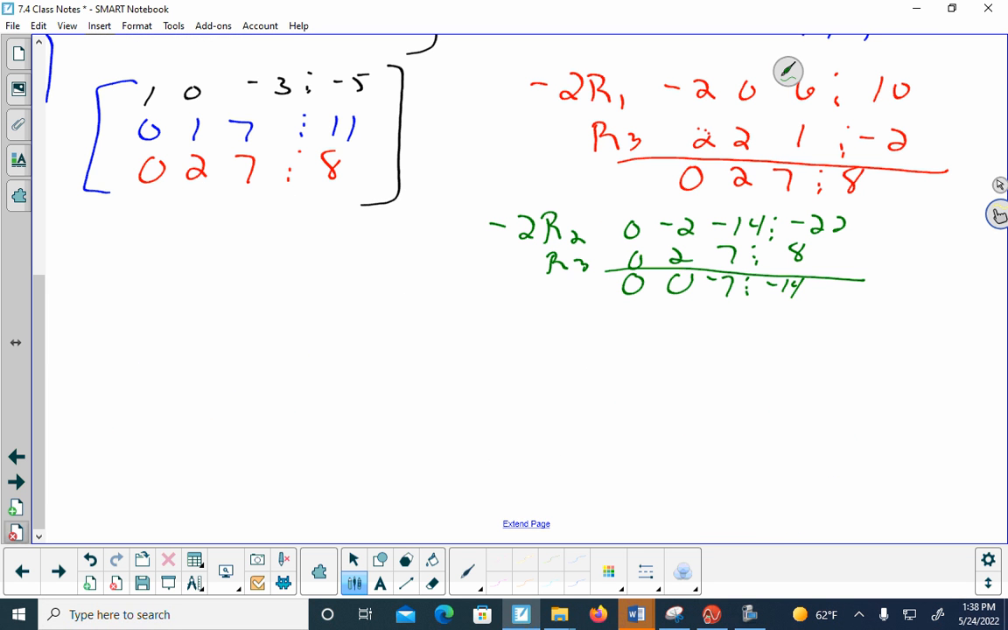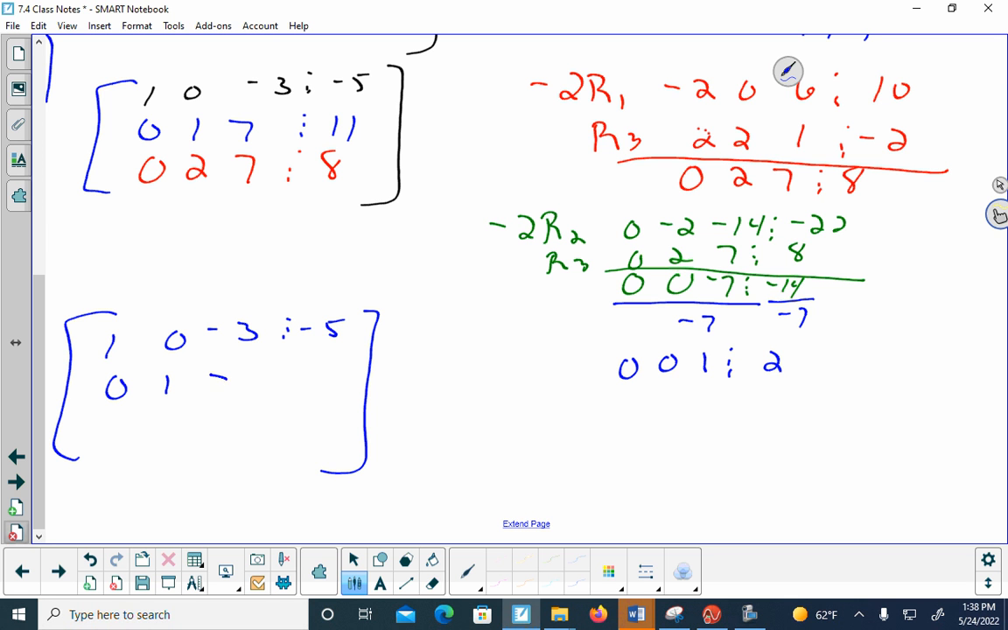When it gets to this point, when I only have one number to the left of the dots, the separating line between my answers and my coefficients, I'm going to divide by whatever that is, and it's 0, 0, 1, 2. So now what I have is row 1 has not changed at all. Here's row 2, which I did not change in this step, and now row 3 is 2.